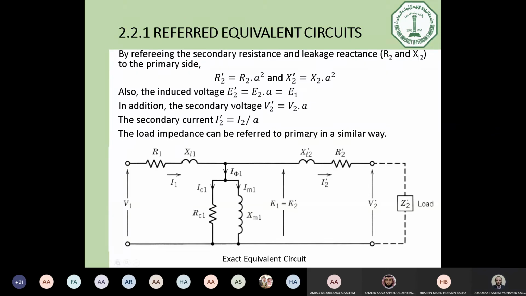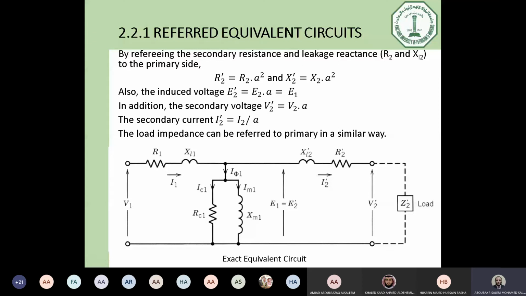So simply, R2 prime, which is the equivalent resistance of the secondary referred to the primary side, equals R2 multiplied by A squared. Similarly, X2 prime equals X2 multiplied by A squared. For the EMF, E2 prime equals E2 multiplied by A, which is equal to E1. V2 prime equals V2 multiplied by the turns ratio. However, the current is the reverse, so I2 prime equals I2 over the turns ratio.